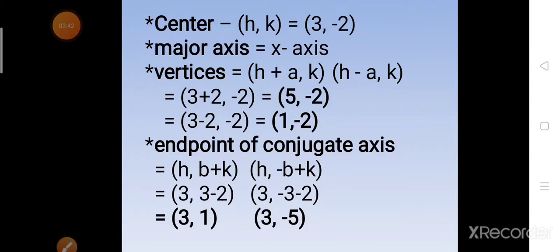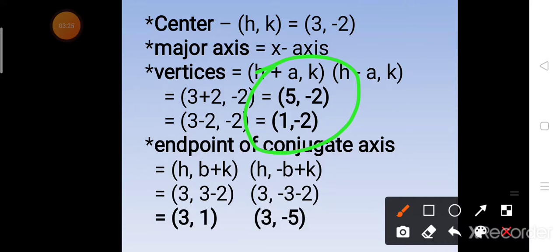Okay, center. In our given example, the center of our hyperbola is (h, k), which is (3, negative 2). We also have the major axis, which is the x-axis. Vertices: the vertices are (h plus a, k) and (h minus a, k). So we have (3 plus 2, negative 2) and (3 minus 2, negative 2), which gives (5, negative 2) and (1, negative 2). So these are our vertices.